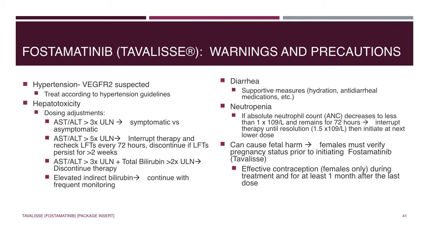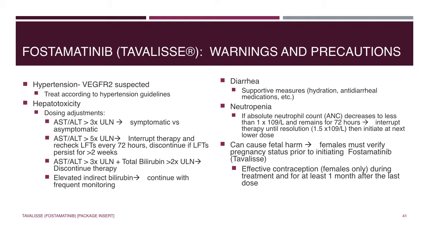Some warnings and precautions that go along with fostamatinib are hypertension, and this is suspected to be due to the VEGFR2. It's a second target of the drug and has been thought to be a possible mechanism for the hypertension that's been associated with the drug. Treatment of Tavalisse-associated hypertension should be treated according to the hypertension guidelines. Due to hepatotoxicity risks with the drug, caution should be taken if a patient has elevations. And below are the package insert recommendations based on the severity of elevation, and the dosing adjustments are listed there for you.